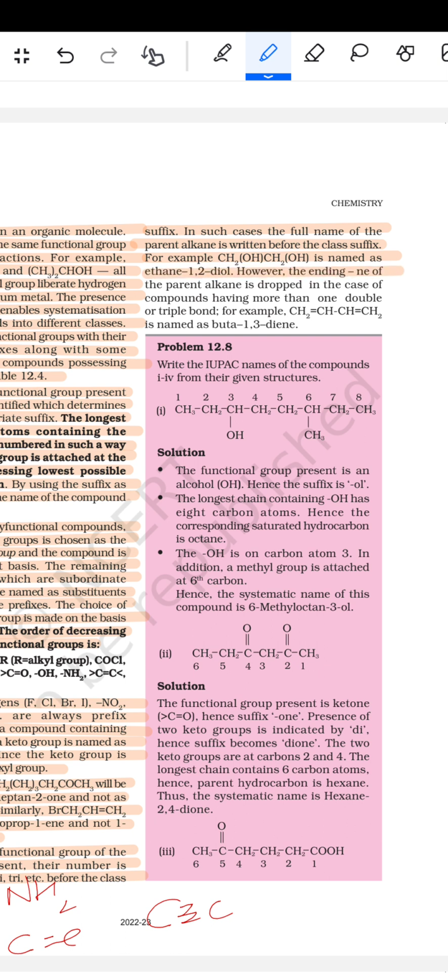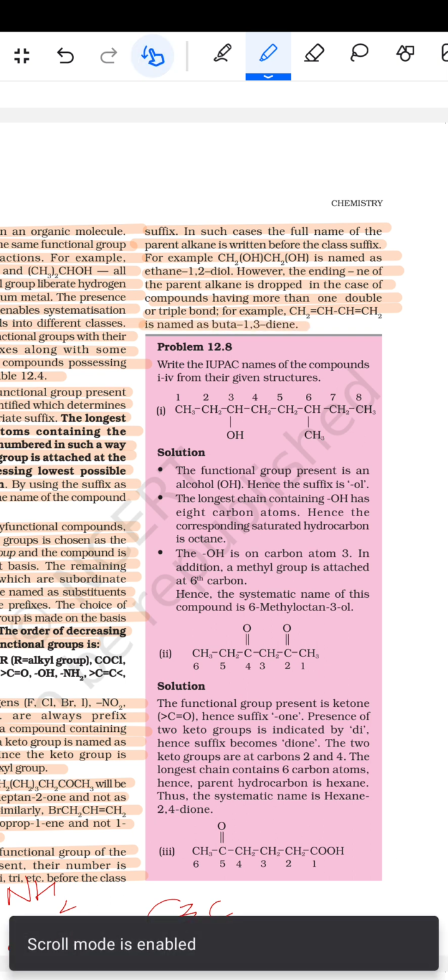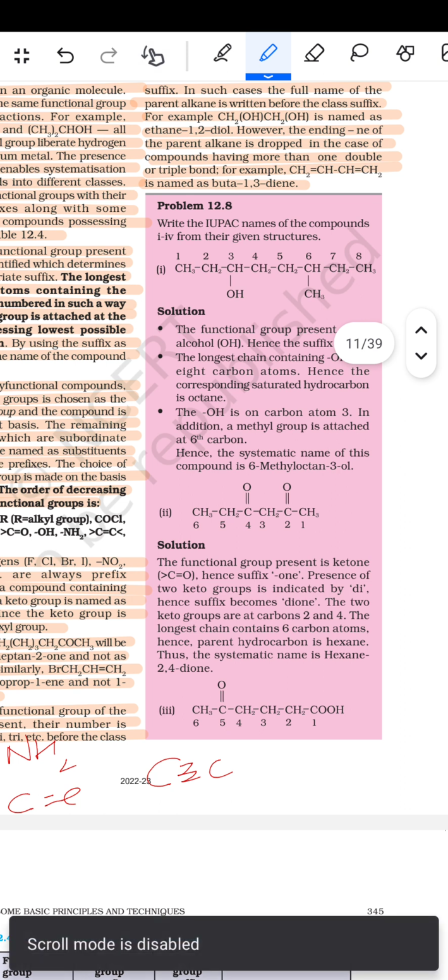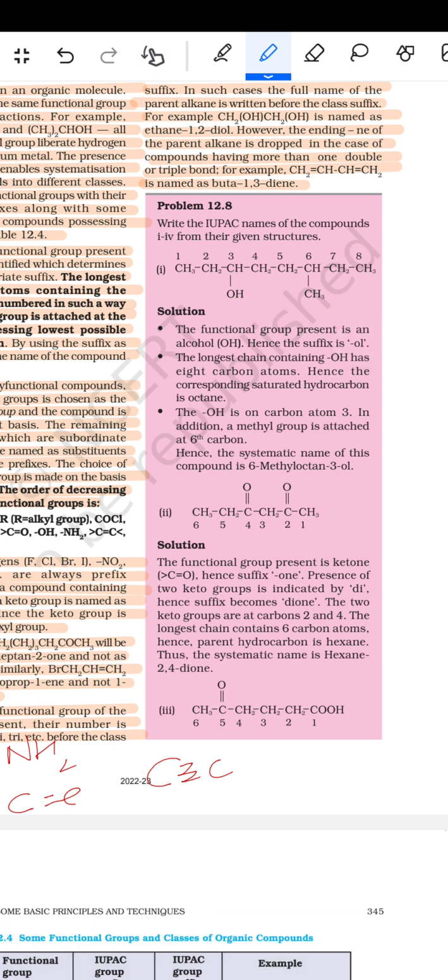However, the ending 'e' of the parent alkane is dropped in the case of compounds having more than one double or triple bond. For example, CH2=CH-CH=CH2 is named as buta-1,3-diene. Now, write the IUPAC name of the compounds 1 to 4 from the given structures. तो पहला, the functional group present is an alcohol, OH, hence the suffix is ol. The longest chain containing OH has 8 carbon atoms, hence the corresponding saturated hydrocarbon is octane.